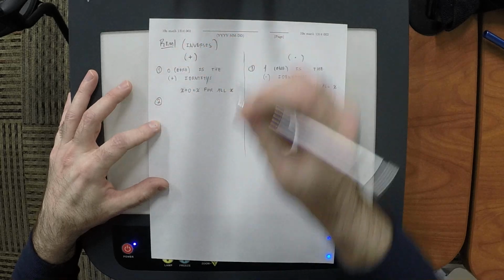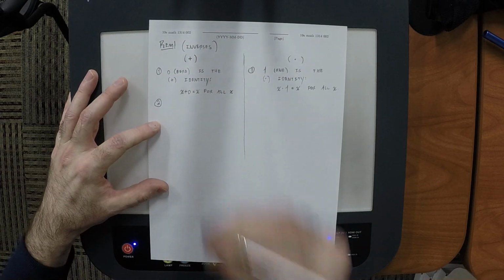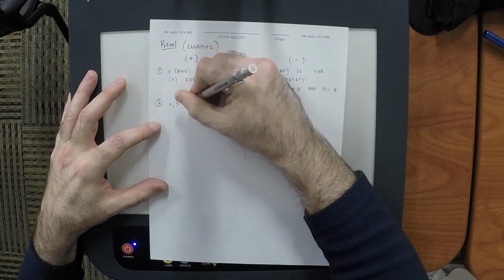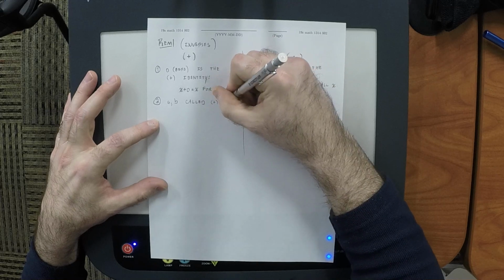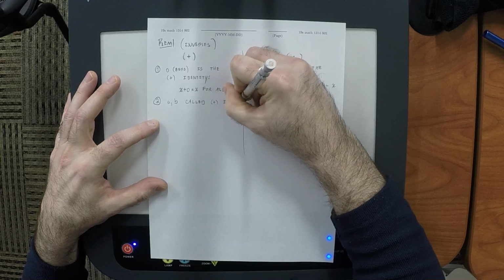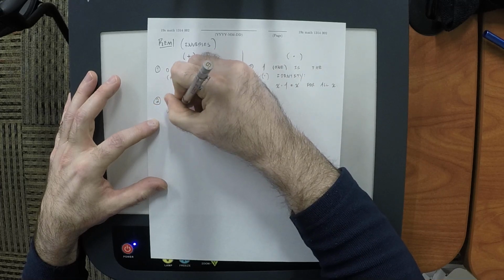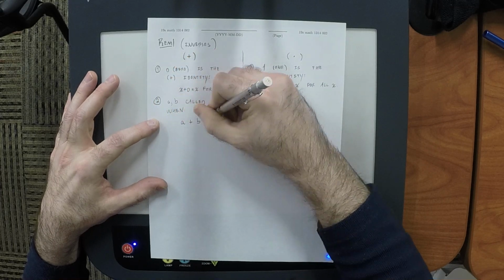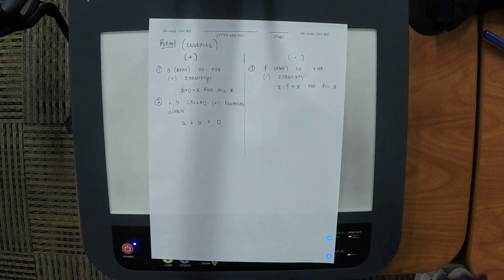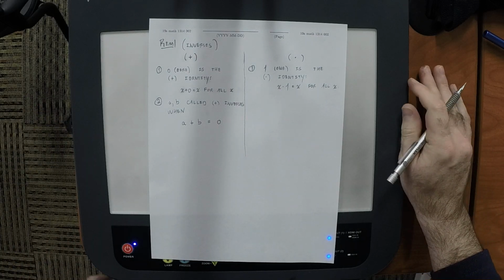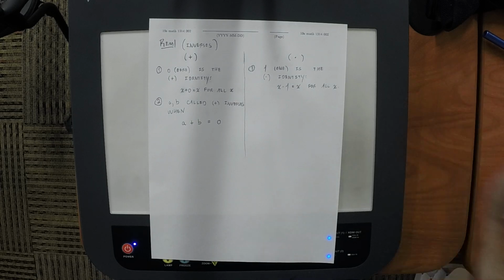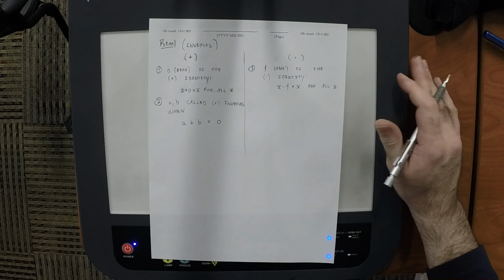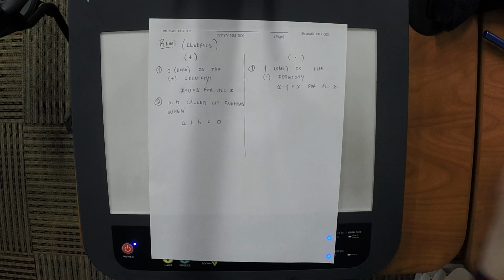So 0 is the additive identity, 1 is the multiplicative identity. So A and B are called additive inverses when A plus B is 0. So, for example, 4 and negative 4 are additive inverses because 4 plus negative 4 is 0. 2 and 3 are not additive inverses because 2 plus 3 is 5, which isn't 0.